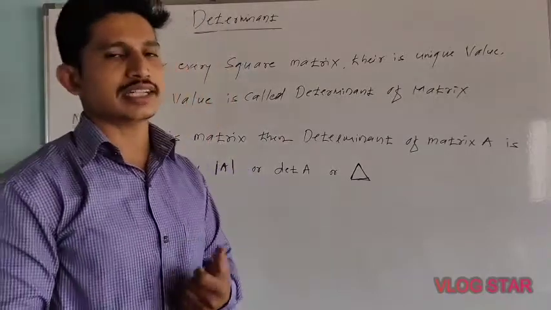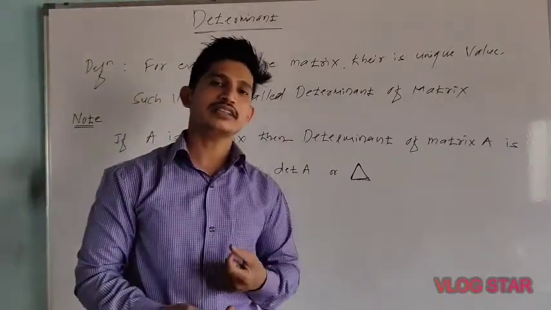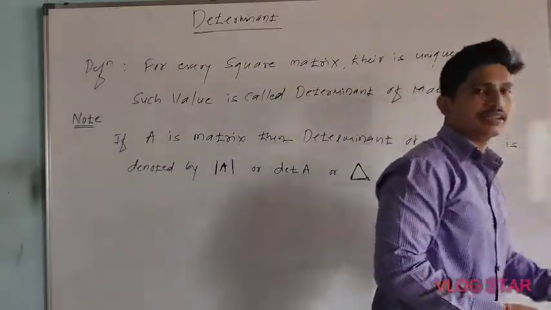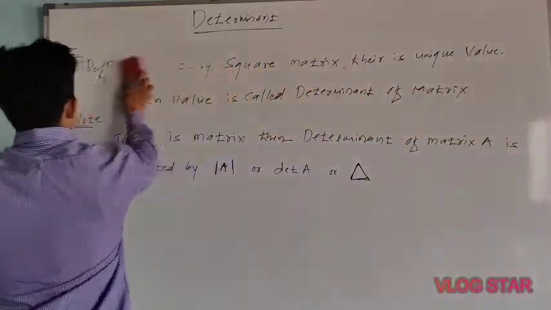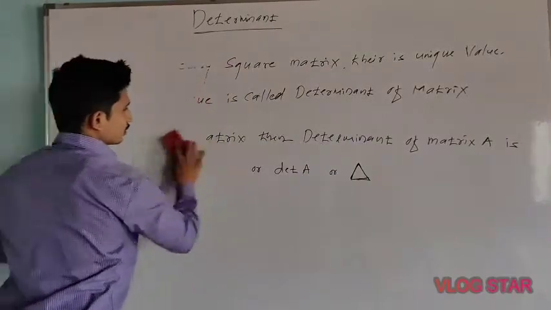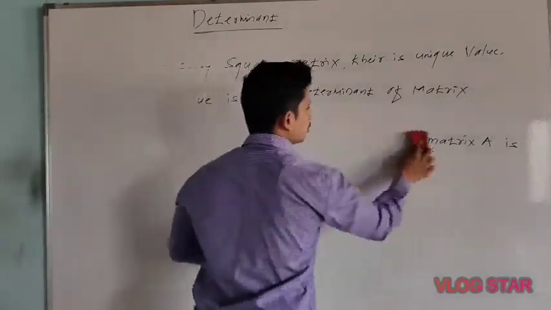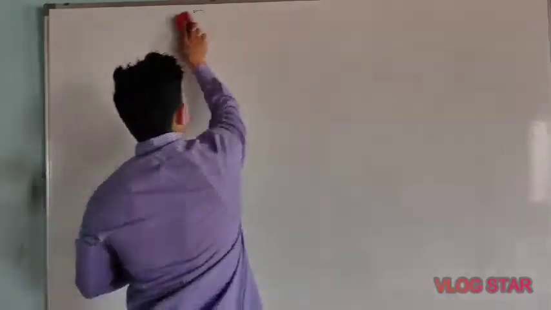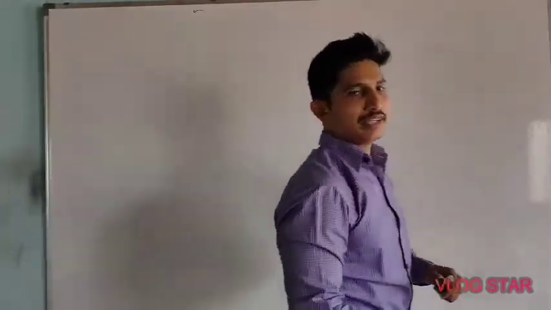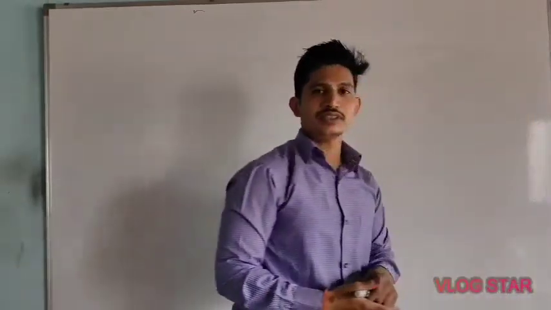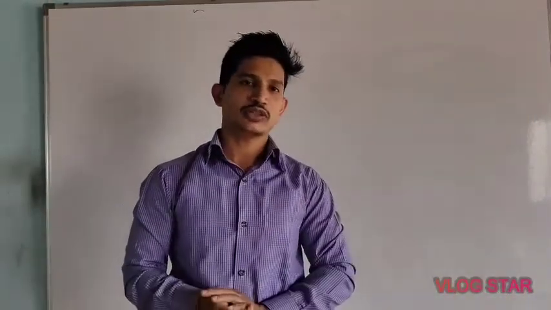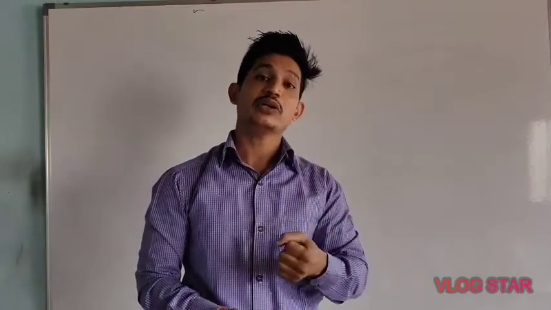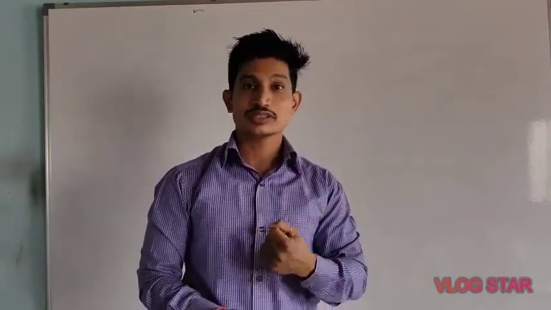Now let's see examples of how to find the value of a square matrix. As I told you, we are finding the value of a square matrix. The first order is 1 cross 1 order. So let's find the value of a 1 cross 1 order square matrix.